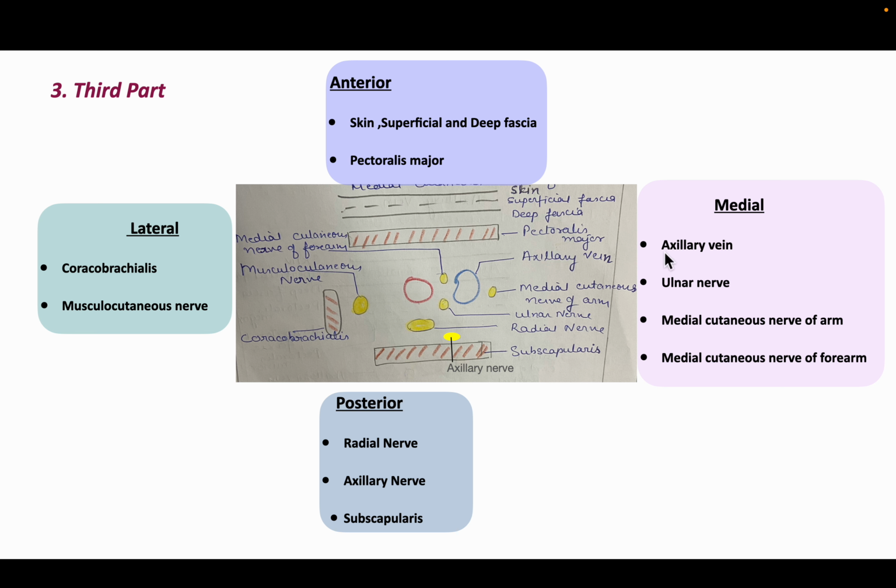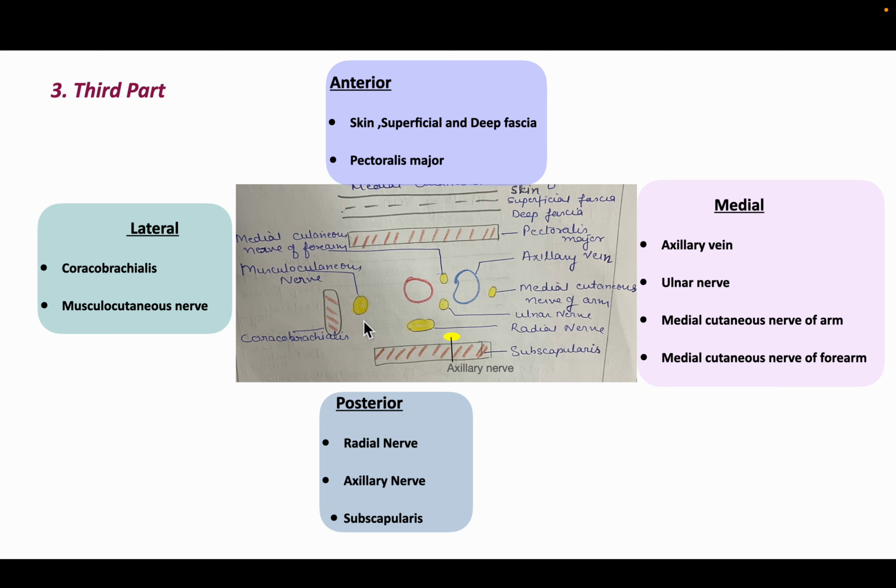And if we see the medial relations, the axillary vein is there, then ulnar nerve. You can see the ulnar nerve. This is the ulnar nerve. This is the medial cutaneous nerve of forearm. This is the medial cutaneous nerve of arm. So these three nerves are related to this. That is the branches of the medial cord.